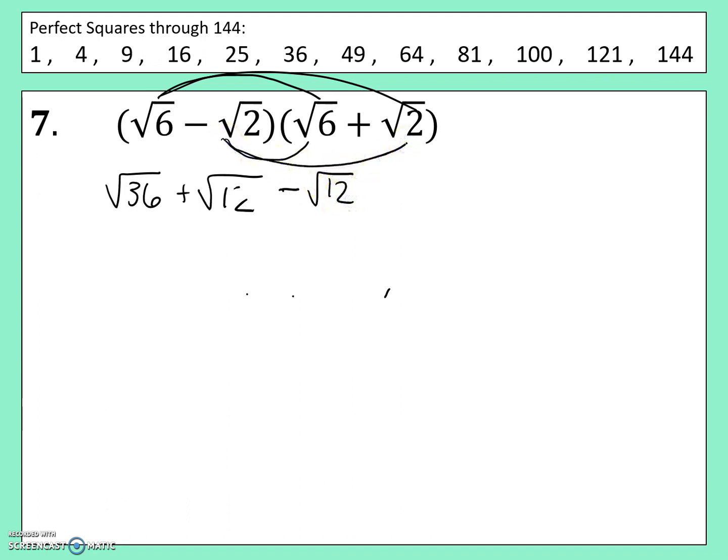Negative root 2 times root 2 becomes negative root 4. Okay? Square root of 36, that's a perfect square, so it simplifies nicely to just 6. This plus root 12 minus root 12 end up canceling. So then we have minus square root of 4 is 2. And our final answer here will be 4. All right, go ahead and try the next one.